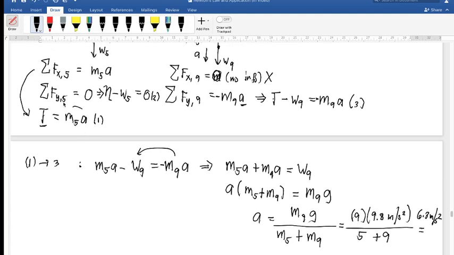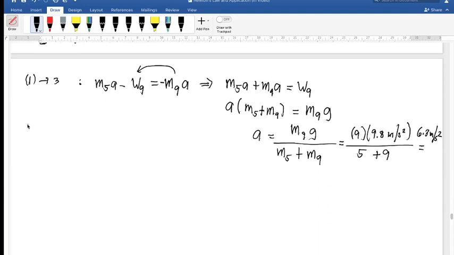Based on equation 1, we can now find the tension, right? From equation 1, since T is equal to mass of 5 times acceleration, we have here 5 kilograms times the acceleration, 6.3. How much is that? We have 5 times 6.3, so that is equal to 31.5 Newton.